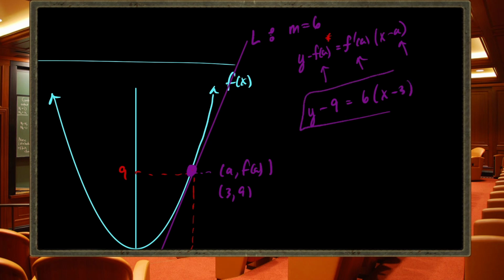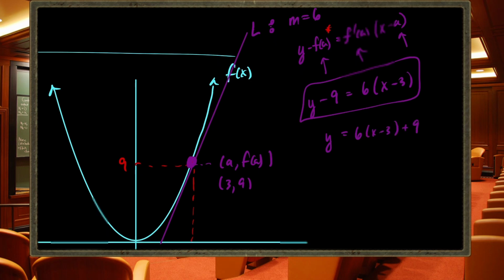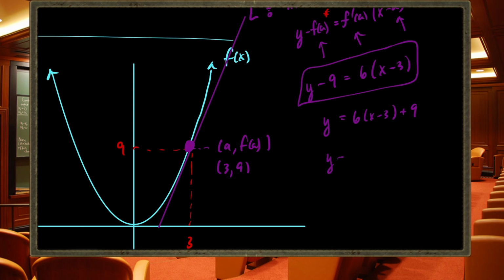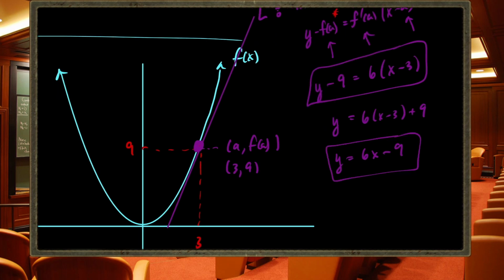Now, I think it's perfectly acceptable to keep this because I think it shows, hey, here's my point and here's the slope. But it's often acceptable to go ahead and solve for y. Adding 9 to both sides, and then you could get it to y equals mx plus b form. So this would be 6x minus 18 plus 9, so minus 9. So either or are okay here.